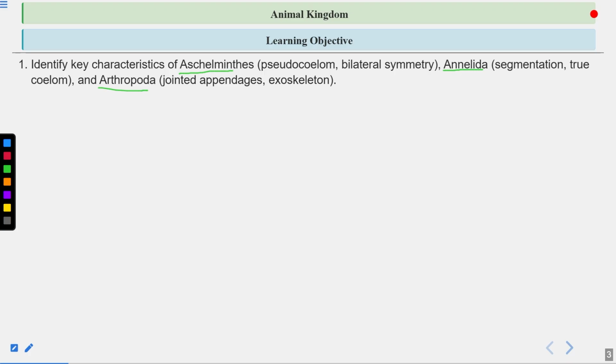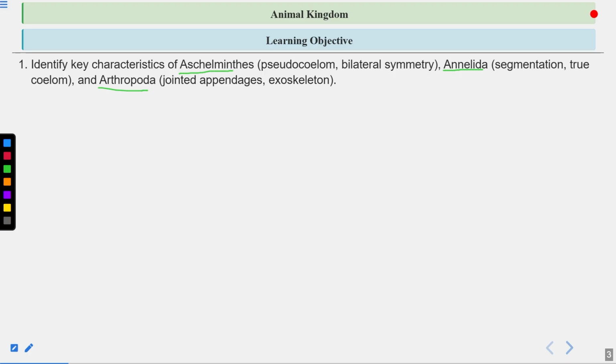We see the pseudocoelom, only one phylum that has organisms with a pseudocoelom, a false body cavity, and bilateral symmetry. So this is the characteristic of the Aschelminthes that we are going to study in detail.